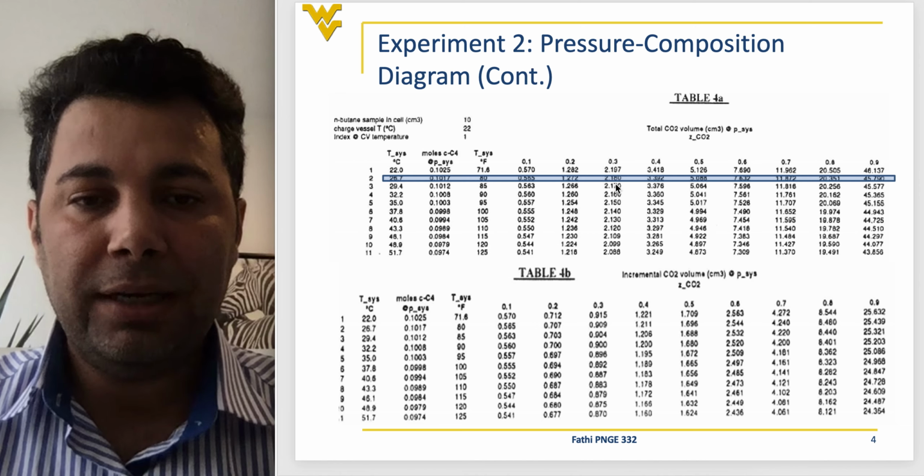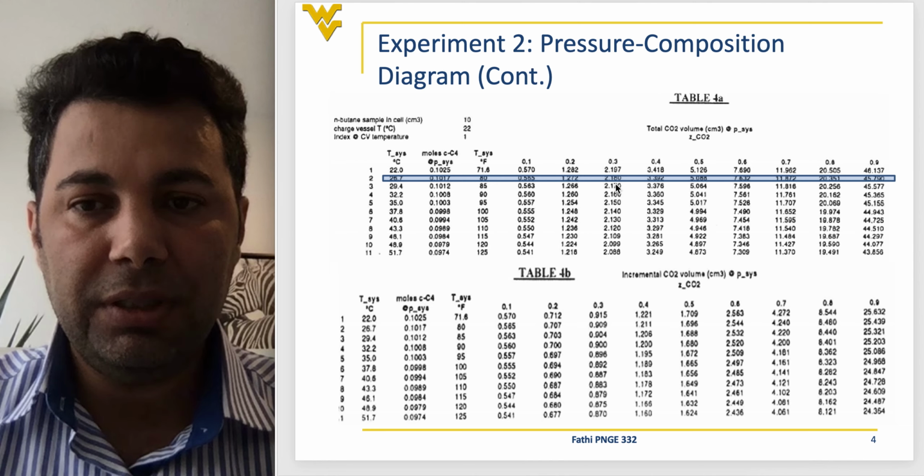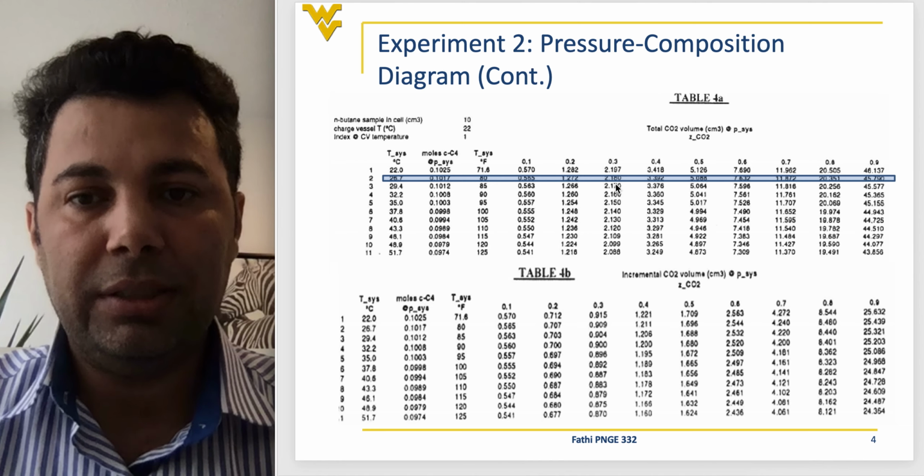So in the next part, we actually start doing the lab using the PVT lab simulator, and we start collecting the data, okay?